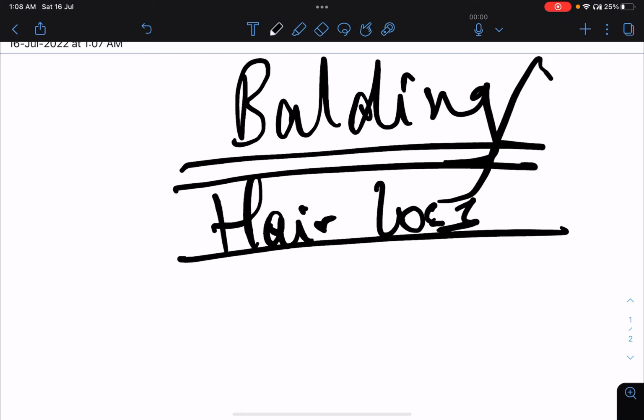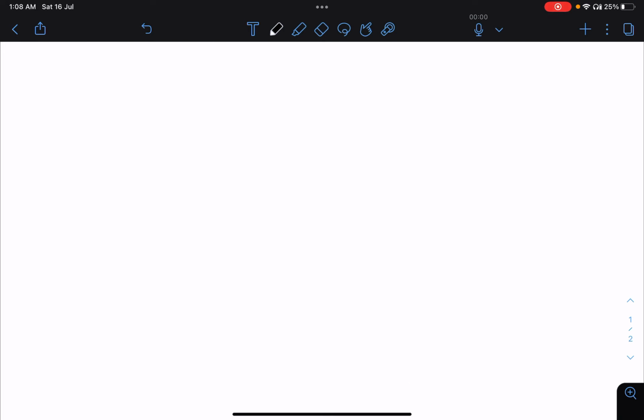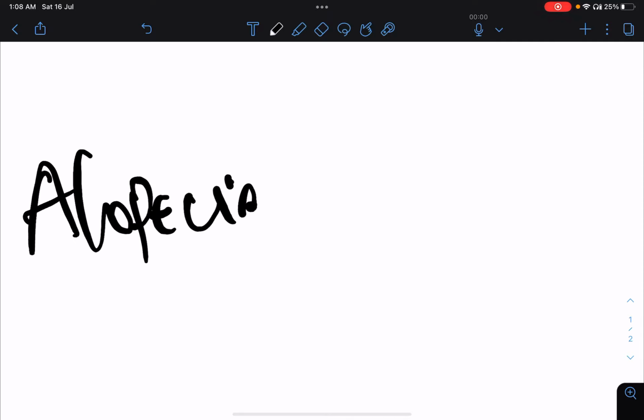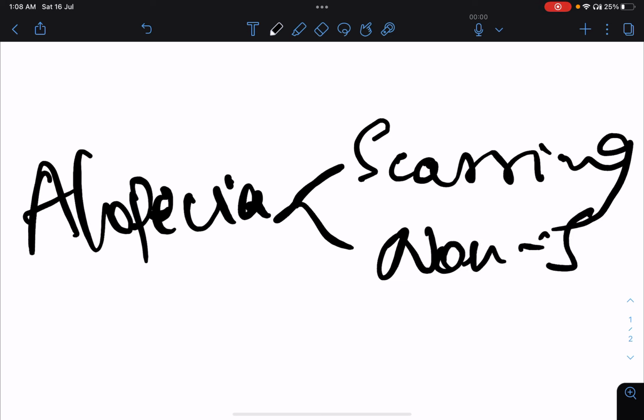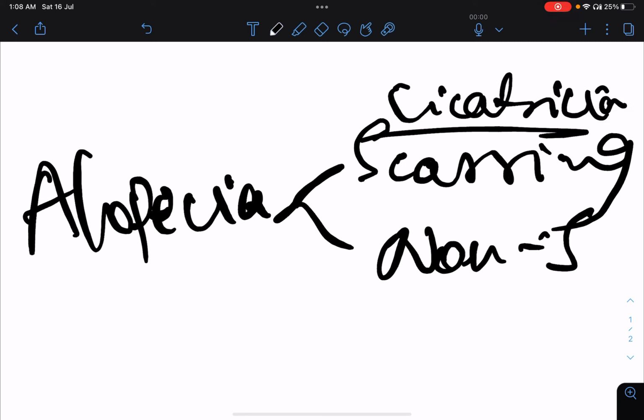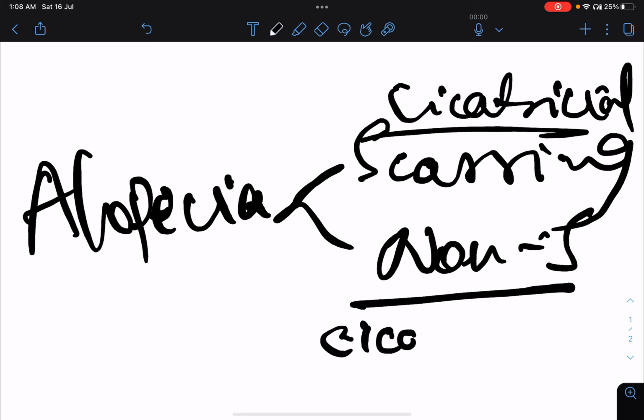All right. So first of all, what we need to understand when it comes to hair loss is what kind of hair loss it is, or alopecia. Loss of hair, or alopecia, can be of two types. One is scarring, and one is non-scarring. Scarring is also called cicatricial, and non-scarring is also called non-cicatricial, obviously.